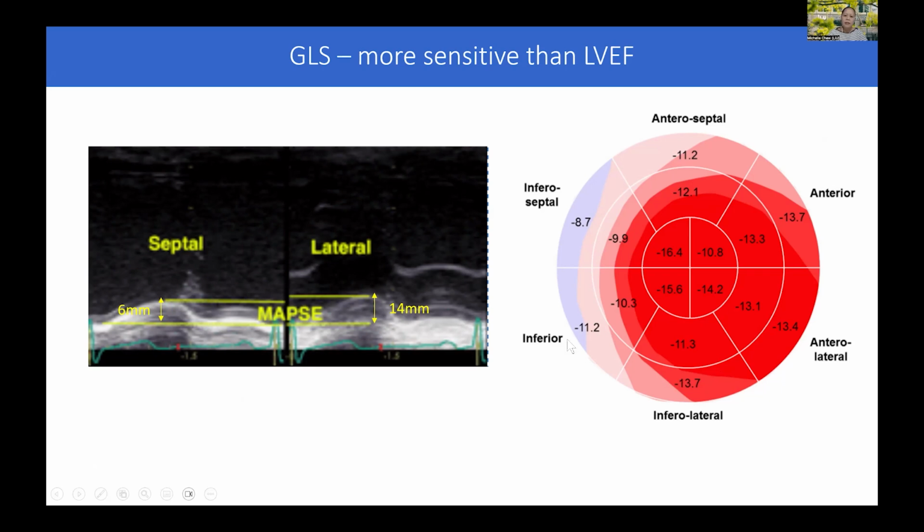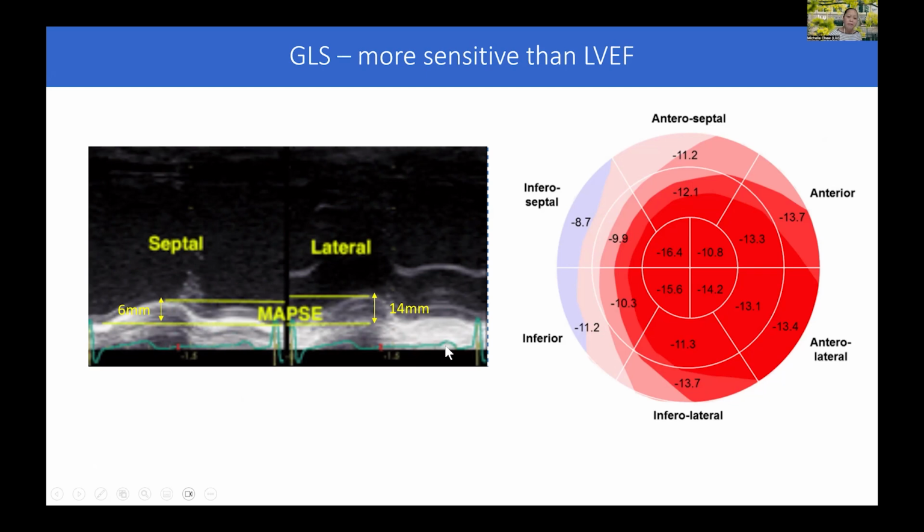And here you see the blue is abnormal. The red is more normal. So the more negative, the higher the contractility. And here you see that the inferior septal and septal regions of this heart, suggesting that this could be an acute coronary syndrome, were affected, but this was in fact septic cardiomyopathy.